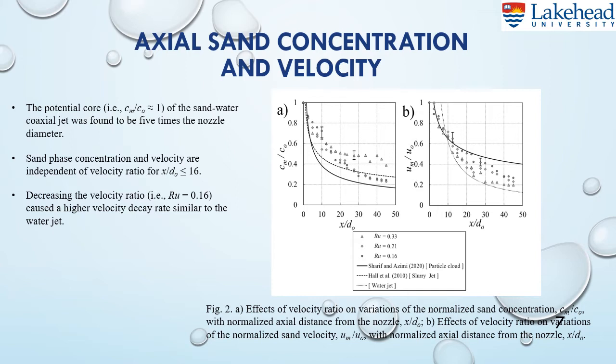It was found that the potential core of the sand-water coaxial jet is 5 times the nozzle diameter. Sand phase concentration and velocity are independent of the velocity ratio for x/d smaller than 16. Decreasing the velocity ratio causes a higher velocity decay rate, similar to the water jet.